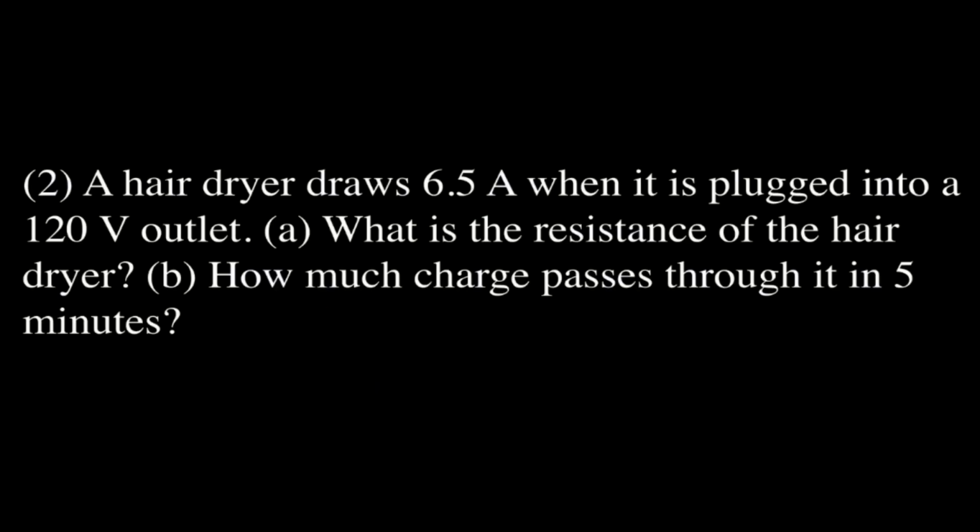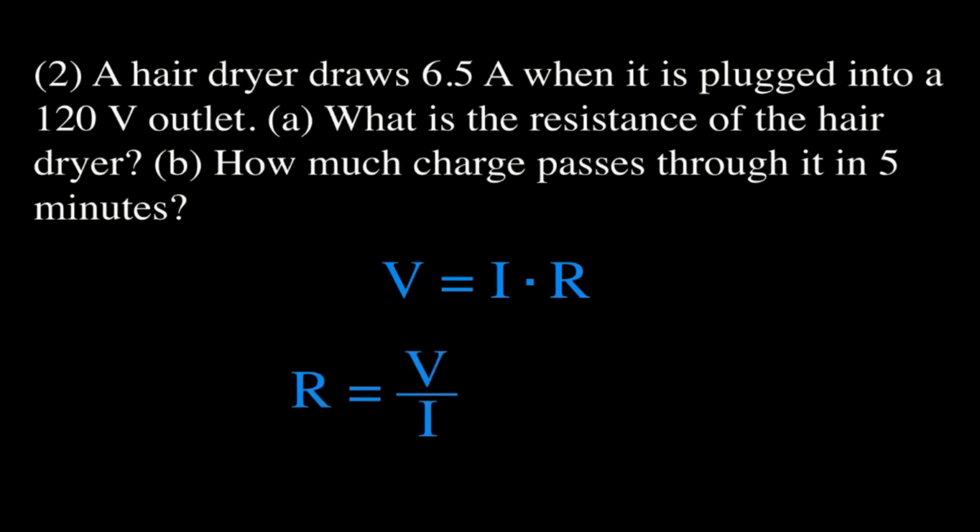Now the second question is asking: a hair dryer draws 6.5 amps when it is plugged into a 120 volt outlet. The first thing you should find is what is the resistance of the hair dryer, and then how much charge passes through it in 5 minutes.